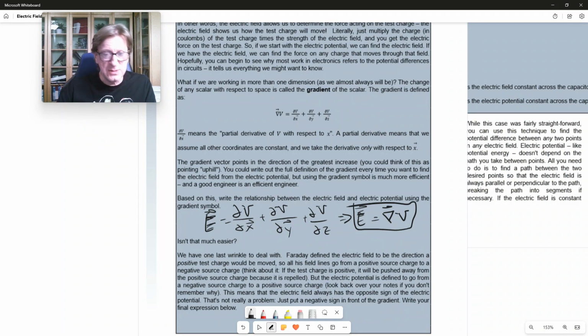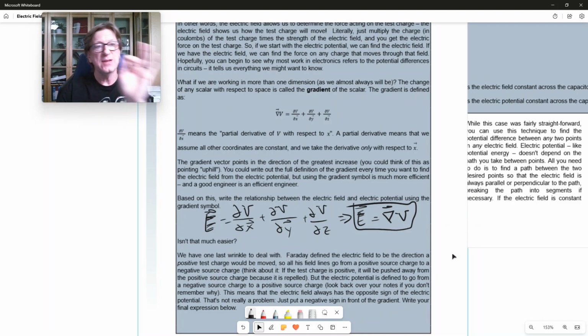Okay, now there is one last wrinkle that we have to deal with. Remember that we talked about how Faraday created these field lines so that they would be in the direction a positive charge would move, right? So as I say here, all of his field lines will go from this positive source charge to a negative source charge. But the electric potential is defined to go from negative to positive. Remember how we had our plates, and we had our negative plate over here and our positive plate over here. And so we set that to be 0 to the positive end.